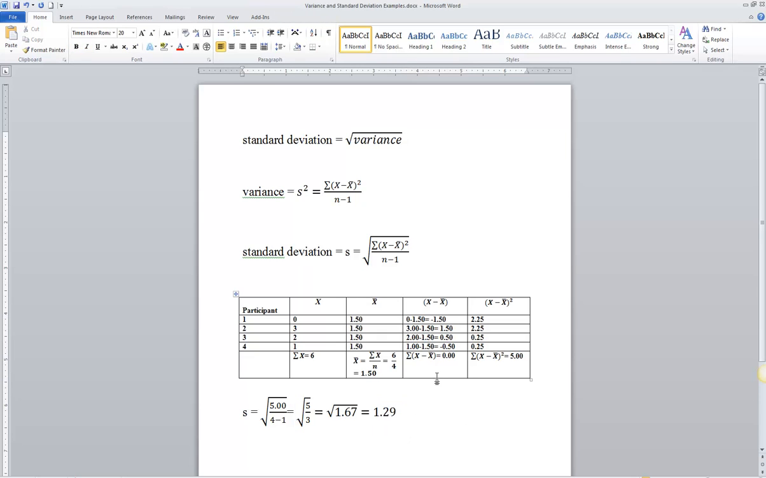If you notice in the formula, if we would have stopped at this step and not taken the square root, we would have had our variance. See, if you notice here, remember our standard deviation equals the square root of our variance. So I hope that helps. Please let me know if you have any questions, and I look forward to helping you with this unit.